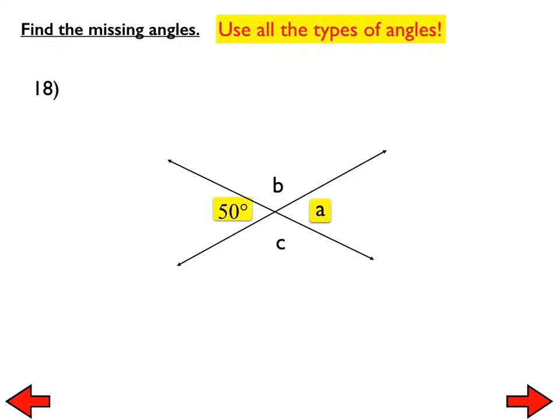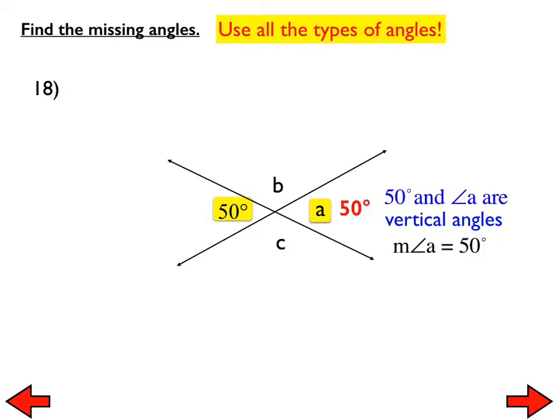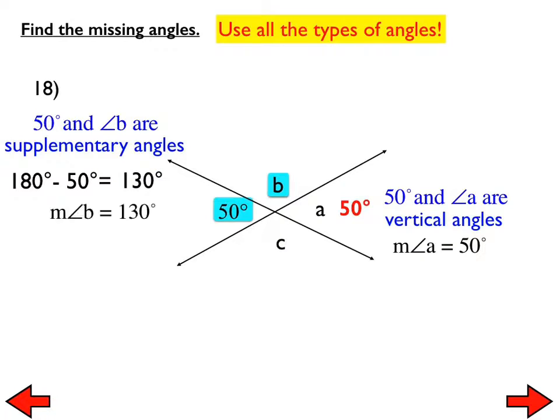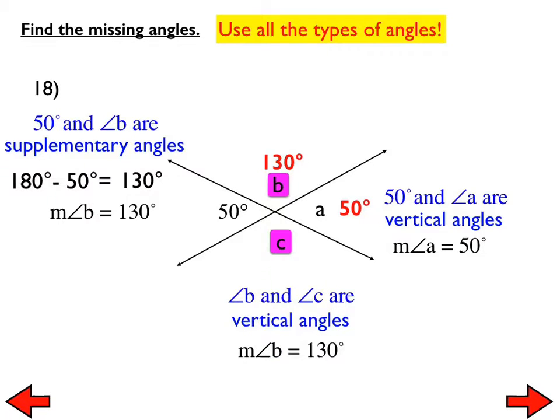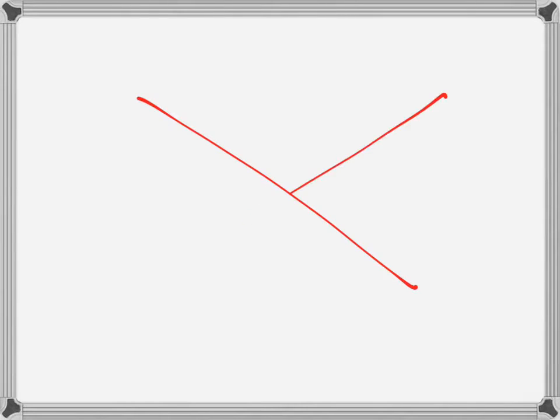Again, 50 degrees is vertical to angle A. So A is 50 degrees. 50 and B make supplementary angles, which means 180 minus 50 makes B. The measure of angle B is 130 degrees. Now that 130 degrees we just found is vertical to angle C, which means C has to be also 130 degrees. Pretty cool? Now, I want you in the white area of your notes to please draw this.